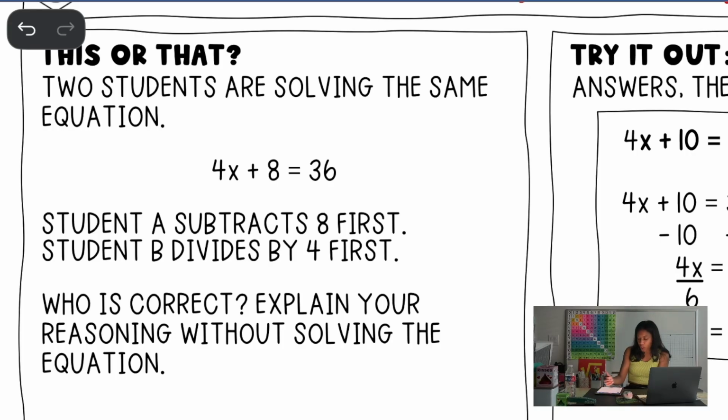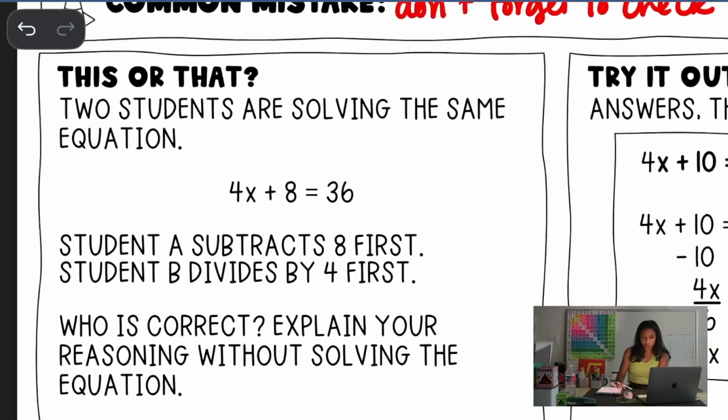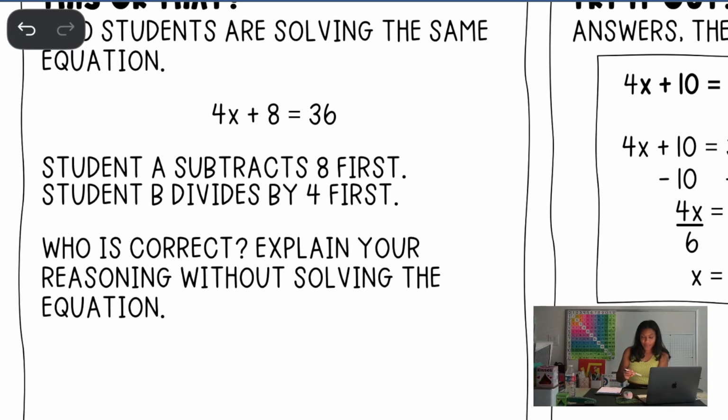Again, they don't want me to solve the equation, but I don't know. What do you think? Can they just divide by 4 like that first? Don't we have to make the zero pair first? I don't think so. Because all of the terms can be divided by 4, you can divide by 4 first as long as you do it equally on both sides, right? So everything has to get divided by 4. I would probably go for subtracting 8 first, just because I'm in the habit of making those zero pairs first. But technically speaking, they're both correct.